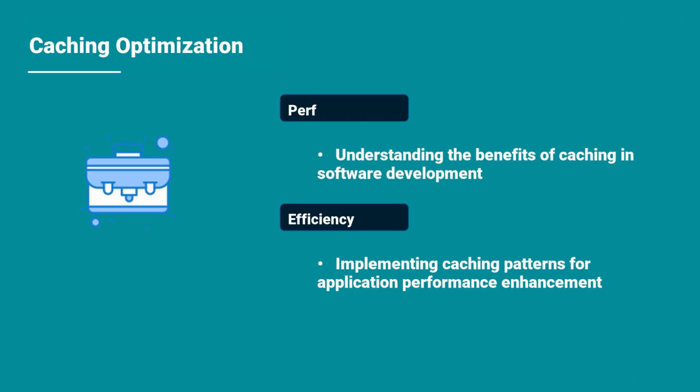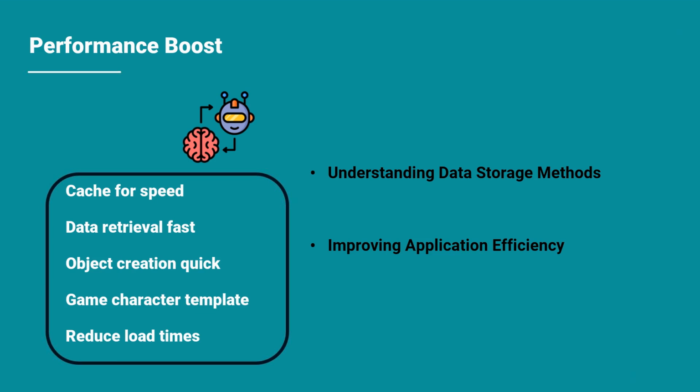So far, we learned about the front controller pattern, which centralizes request handling in web applications to improve code organization and maintainability. Now we will cover the caching pattern and its role in enhancing application efficiency. Let's begin by understanding what caching actually means in this context.